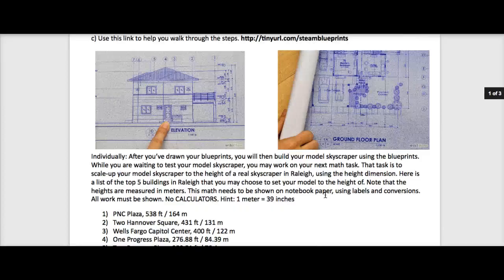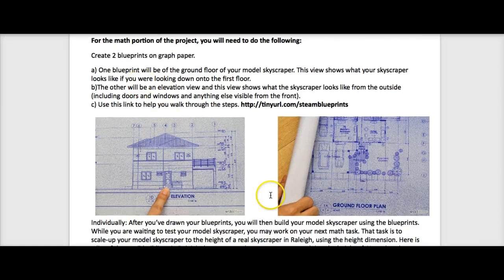Okay, so again, you are creating 2 blueprints, an elevation view and a ground floor view. You are including dimensions that are scaled down. So you can't do any line drawing until you have already scaled everything down. Use your scratch work that you did yesterday with your sketch. If you've got 12 inches written down, convert that into centimeters and then convert that into blocks, because 1 block on graph paper equals 2 centimeters for this project. So you're going to have to cross the systems with a little bit of math work there.